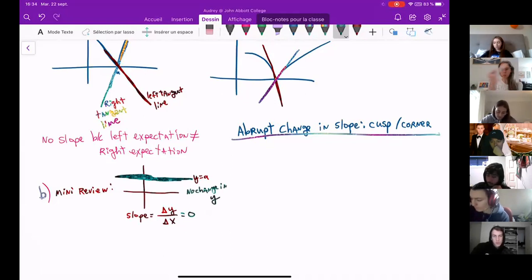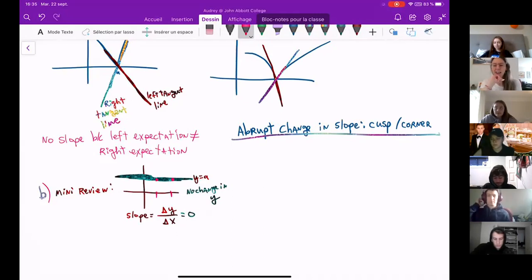So we have x changing. If I pick some points, like these 2 points right here, x2 minus x1, I'm gonna get a value. But y2 minus y1, the y values are the same. There is no change in y. Does that make sense? And I know it's a mini review, but horizontal tangent lines are gonna be important really shortly.